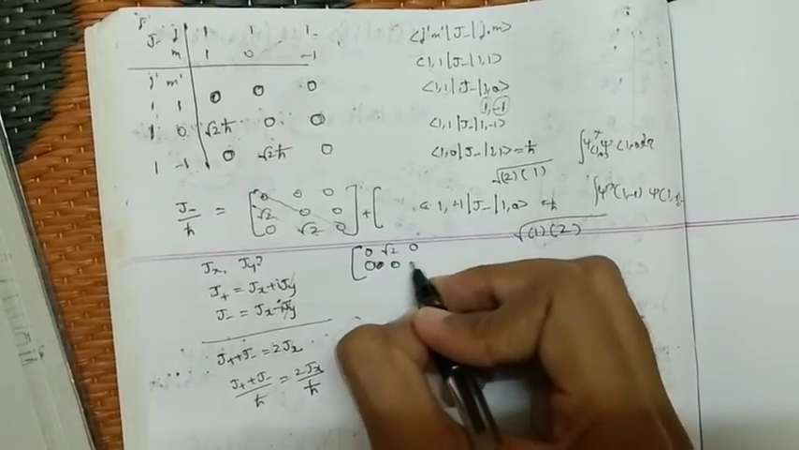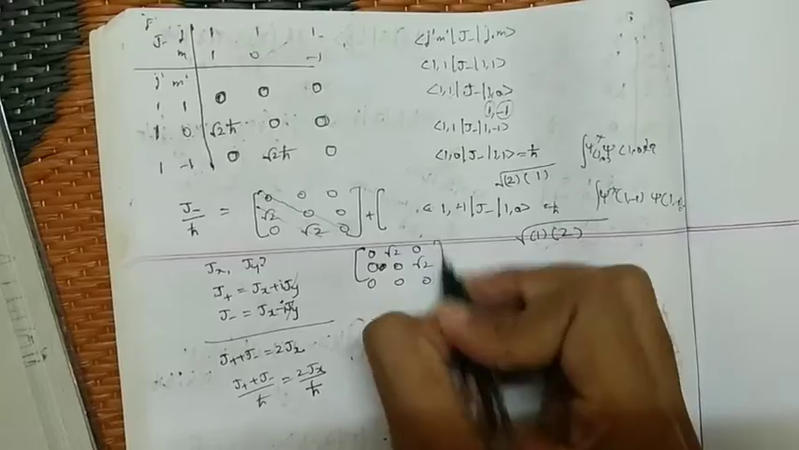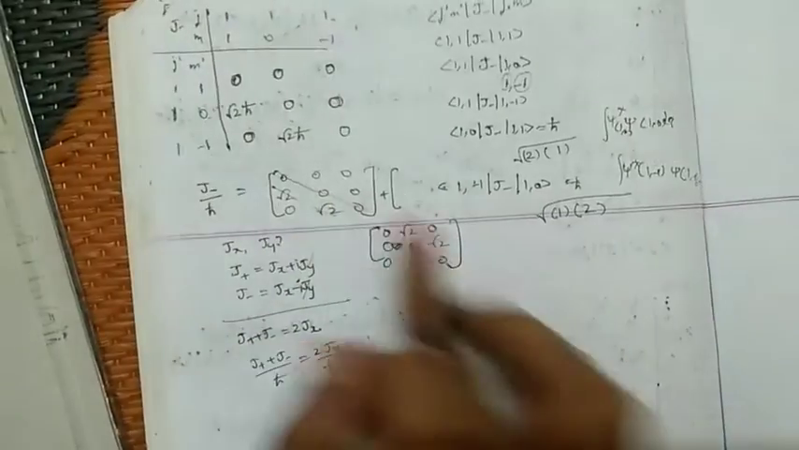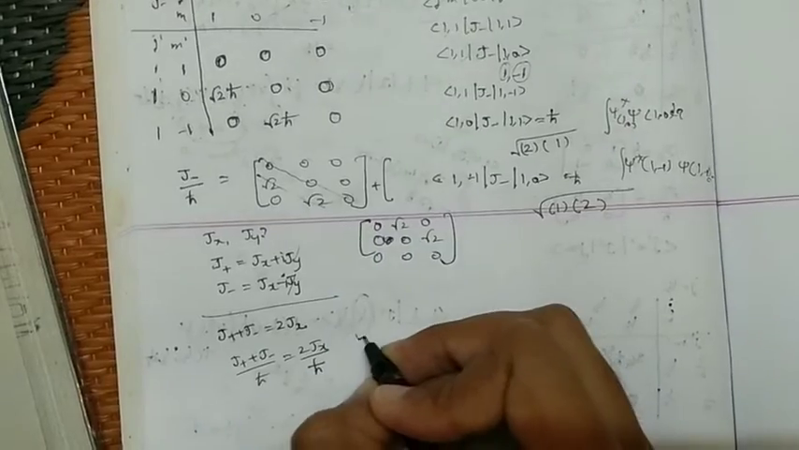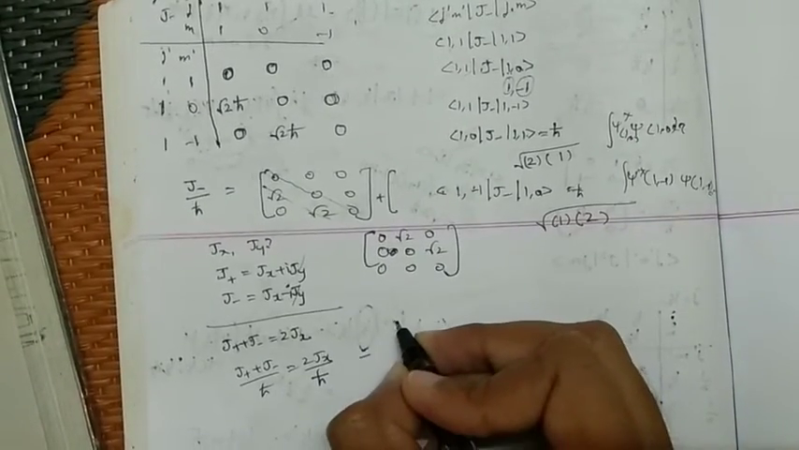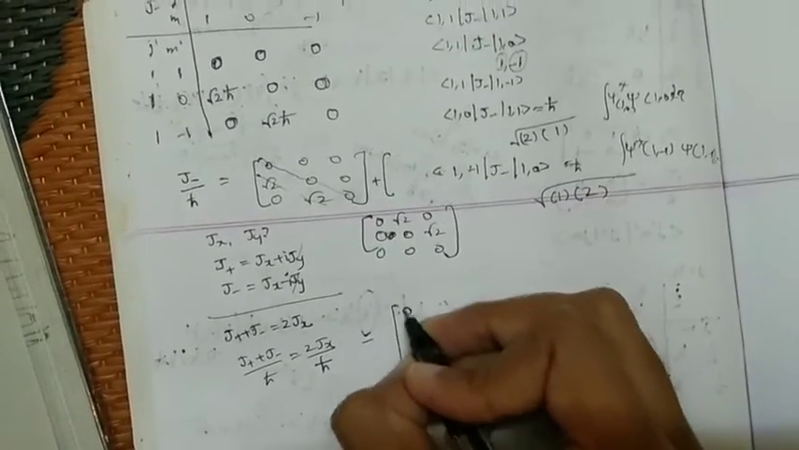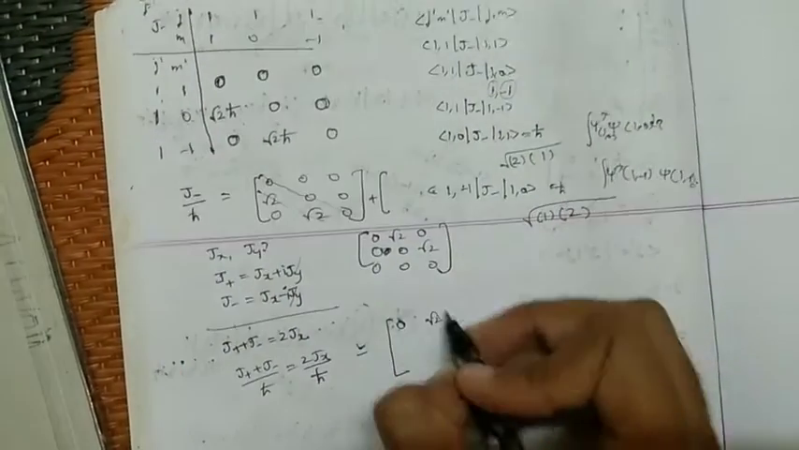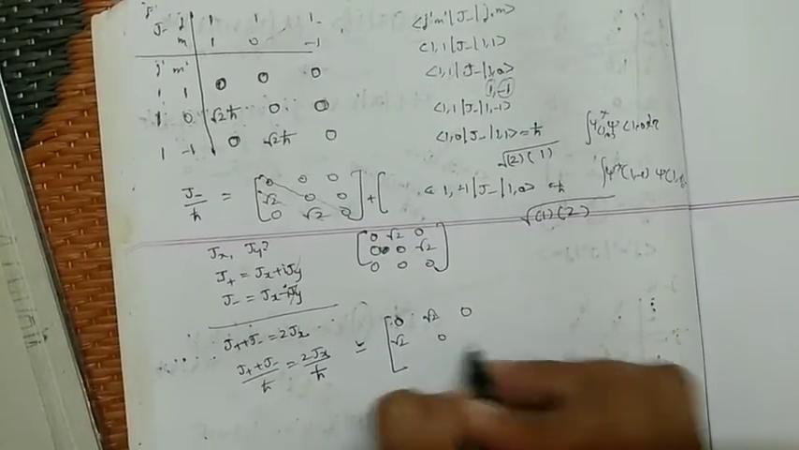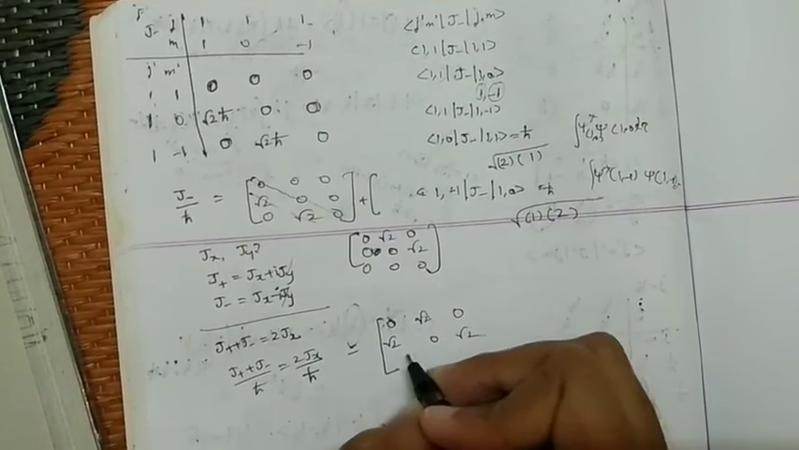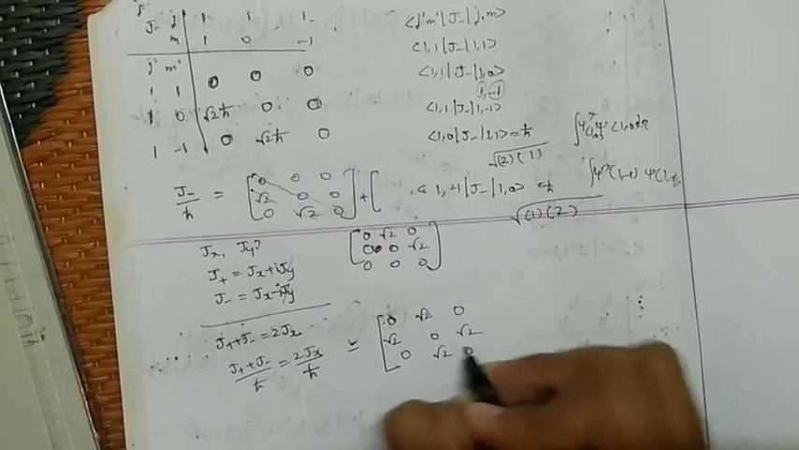So here root 2, 0, 0. If we add these both matrices, what we would get is: first element 0 plus 0, next element 0 plus root 2, next also 0 plus 0. So here root 2 plus 0, 0 plus 0, 0 plus root 2, 0, root 2, 0.